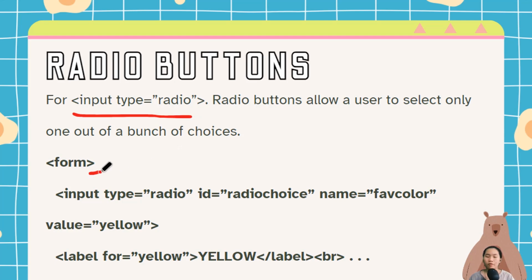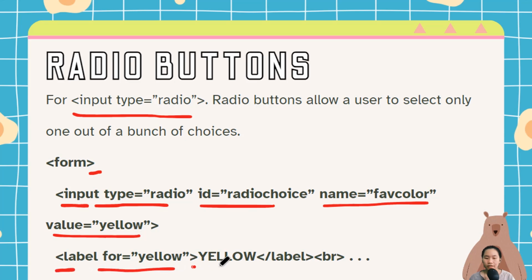First off, we have the form, as I've mentioned in the previous lesson, Forms Part 1. Form is a container, and the first thing you have to do is have a container. Next up is the input type radio. You have that ID for easier selection and specialized styling and whatnot. Name, favorite color. Value is yellow, and then label for yellow, and then you have yellow. You can duplicate this one after another to give multiple choices.